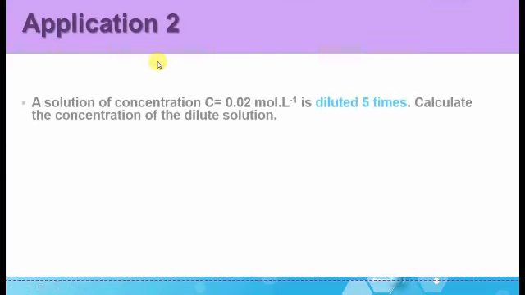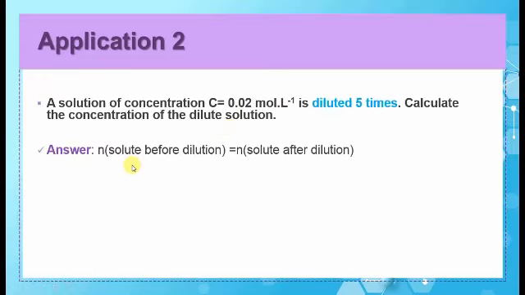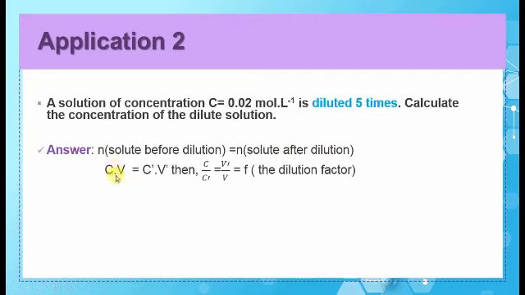Application 2. A solution of concentration C equals 0.02 mole per liter is diluted 5 times. Calculate the concentration of the dilute solution. Number of mole of the solute before dilution equals number of mole of solute after dilution. Using the relation of the molar concentration, C times V equals C prime times V prime.